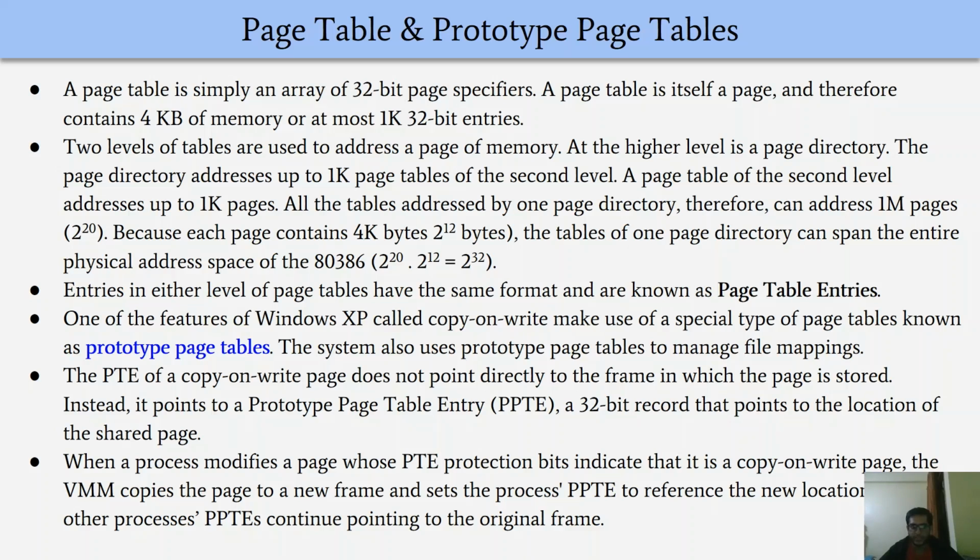When a process modifies a page whose PTE protection bits indicate it is a copy on write page, the virtual memory manager copies the page to a new frame and sets the process's PPTE to reference the new location. All the other processes' PPTEs continue pointing to the original frame.